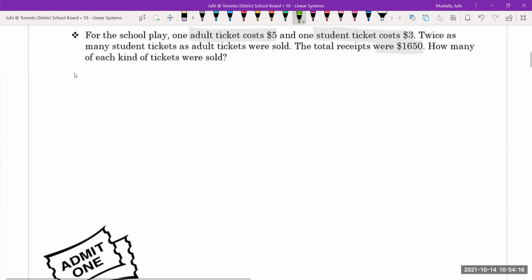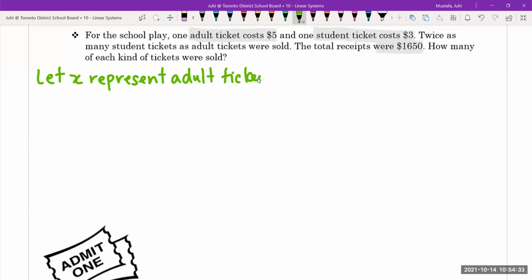Let's start with our let statement. I'm going to use the letter A. Oh, I don't want to use S. Let's use X and Y. Let X represent adult tickets. Let Y represent student tickets.